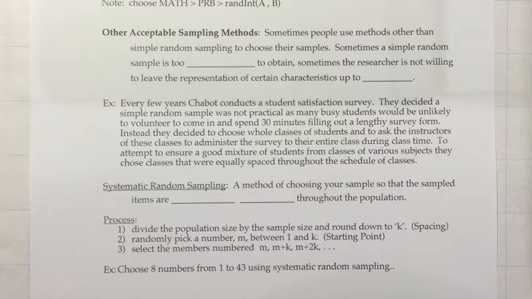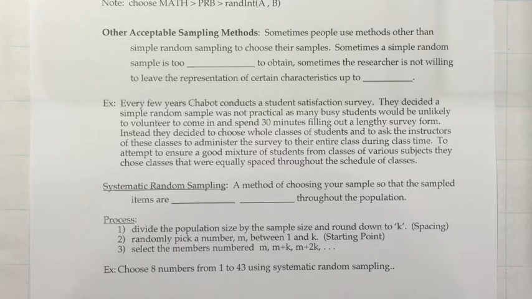So we want to look at the reasons why that happens and what the consequences are. Sometimes it makes our sample a little better, sometimes a little bit worse, though all of these are considered acceptable alternatives to simple random sampling. So let's jump in and have a look at that.